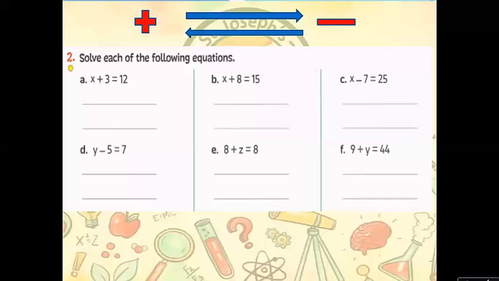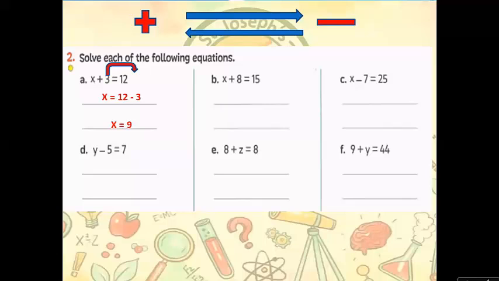So I'm going to put the 3 outside and change its sign. It's important to change its sign when I move the 3. So x equals 12 minus 3, not plus 3. If it's plus, we convert it to minus, and if it's minus, we convert it to plus. So 12 minus 3 equals 9. So x equals 9.